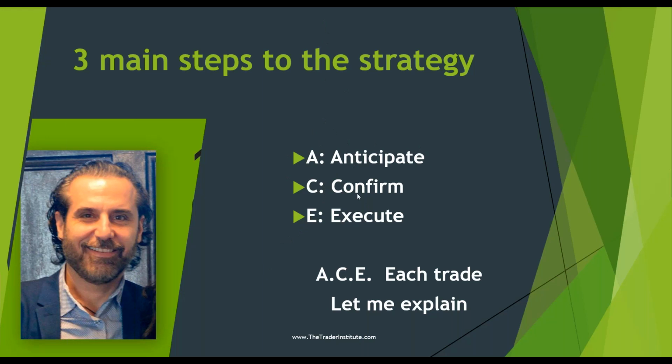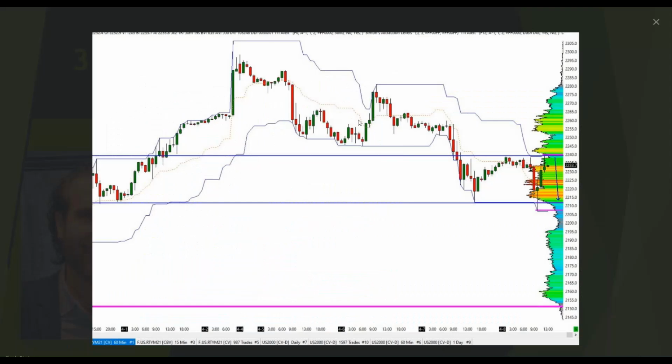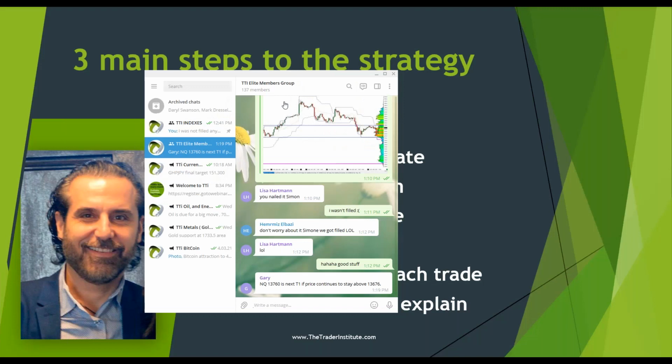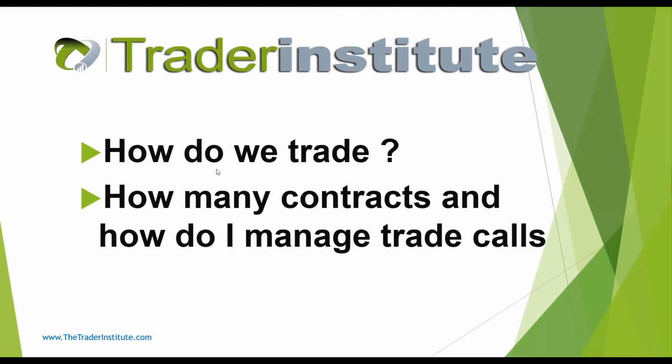You have to confirm. For example, just a quick example to show you. I called the RTY short, the Russell short, right? Just now, do you see this magenta line? I called it before I started. That magenta line was my confirmation, which is something I developed throughout the years. Okay, and then execution. Execution is also important. How do we trade, and how many contracts, and how I manage my trades.